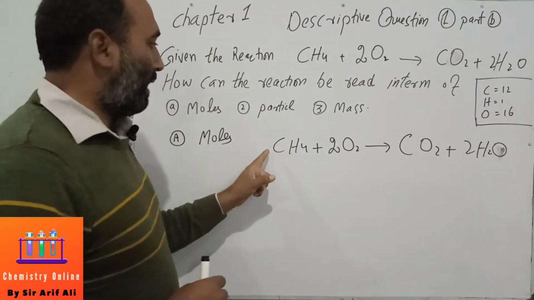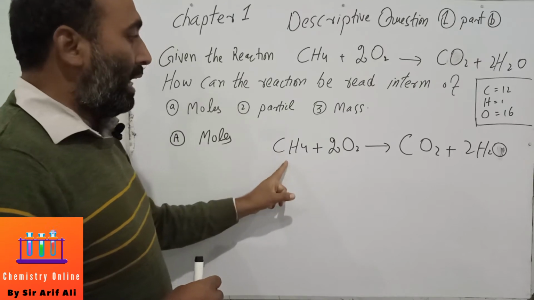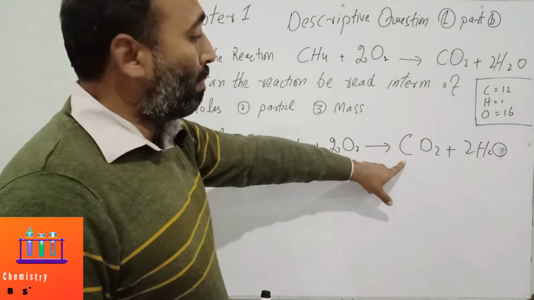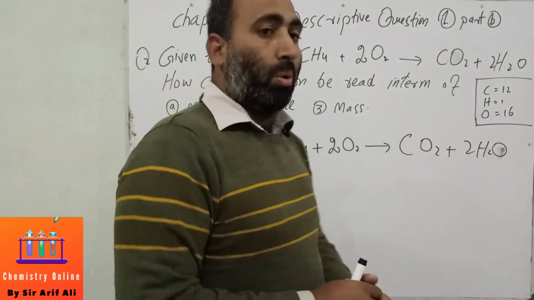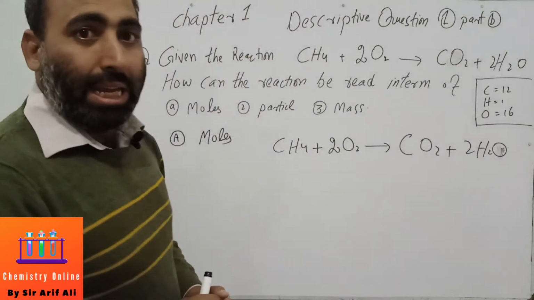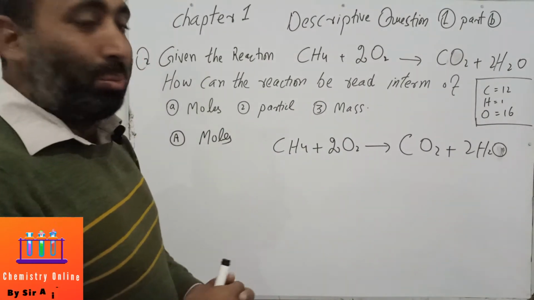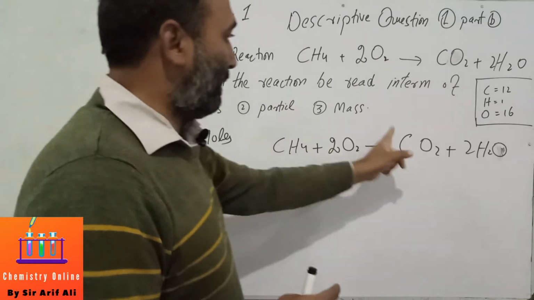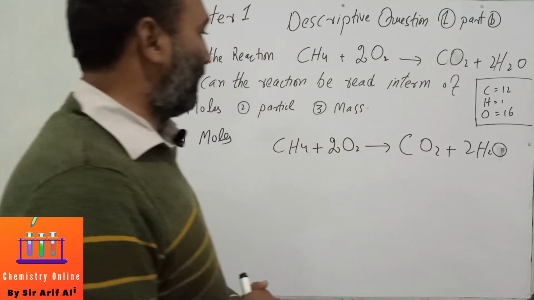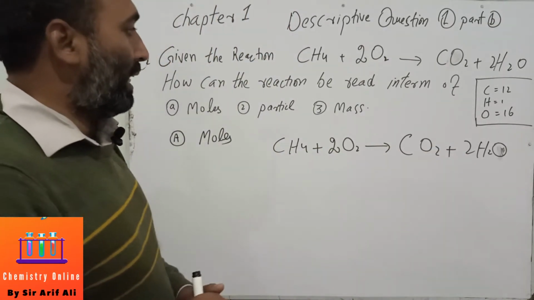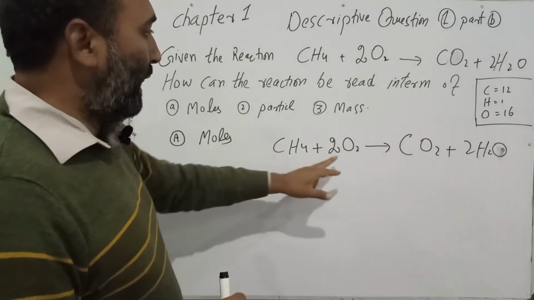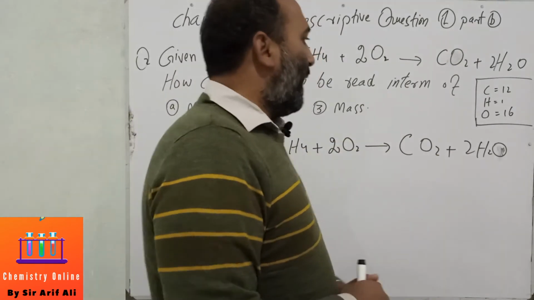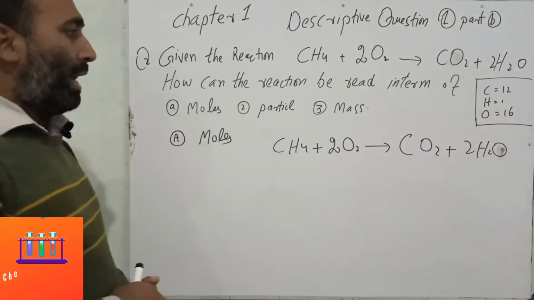We can just say that 1 mole of methane reacts with 2 moles of oxygen to produce 1 mole of carbon dioxide and 2 moles of water. Very easy. Nothing to do. We don't have to do a lot of work. You just need to read the first terms of the reactants and the product. So in terms of moles, the reaction can be read as 1 mole of methane reacts with 2 moles of oxygen to produce 1 mole of carbon dioxide and 2 moles of water.